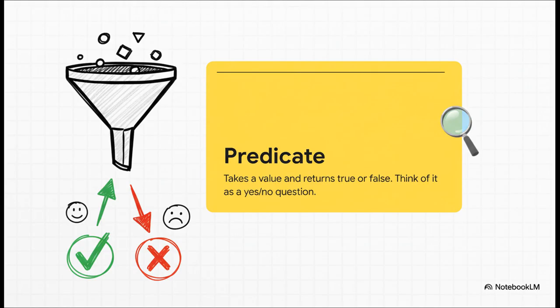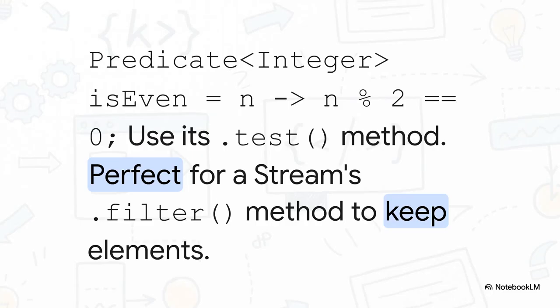Think of it as your go-to tool anytime you need to filter something. So check this out. We're defining a predicate called isEven. That little lambda, n goes to n % 2 == 0, is the logic. You call its test method, you give it a number, and boom, you get your answer. And where do you see this all the time? Inside the filter method of a Java stream. It's literally deciding which elements get to pass through and which ones get kicked out.